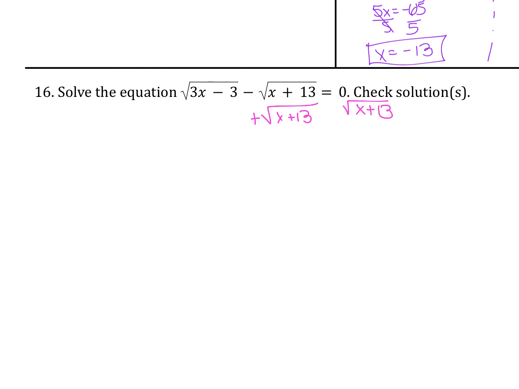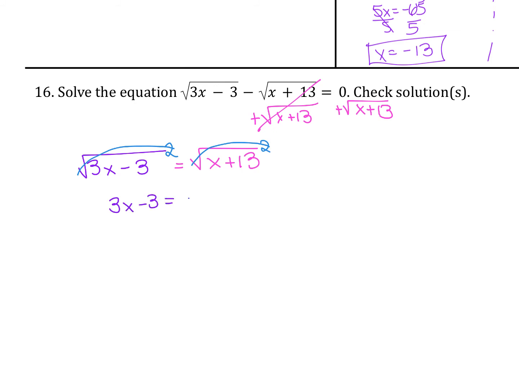So I'll show you what I mean. We add it to both sides. So now we're looking at the square root of 3x - 3 equals the square root of x + 13. When you're showing this, you do need to show all your steps. The next step is you have to get rid of the square root. In order to get rid of the square root, you square both sides. That gets rid of it on both sides. So now we have 3x - 3 = x + 13.